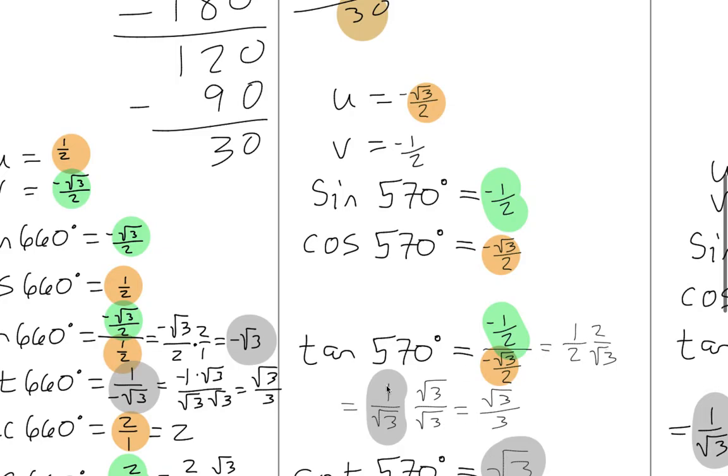And so then we get 1 over square root of 3, which would be the answer, except you got to rationalize. Square root of 3 times square root of 3 is 3, and then you get square root of 3 here.